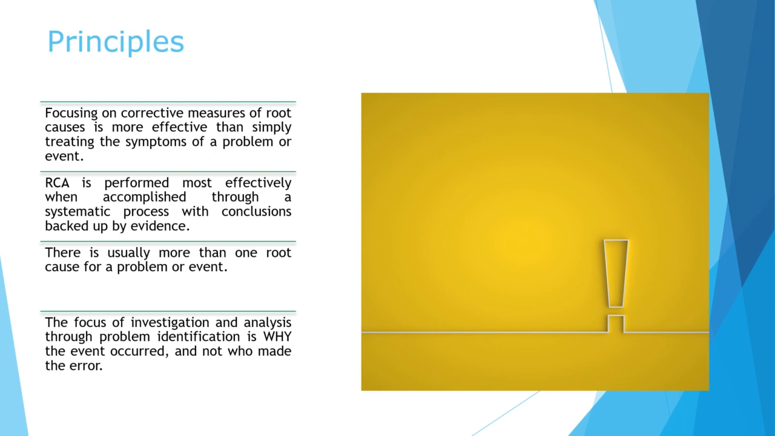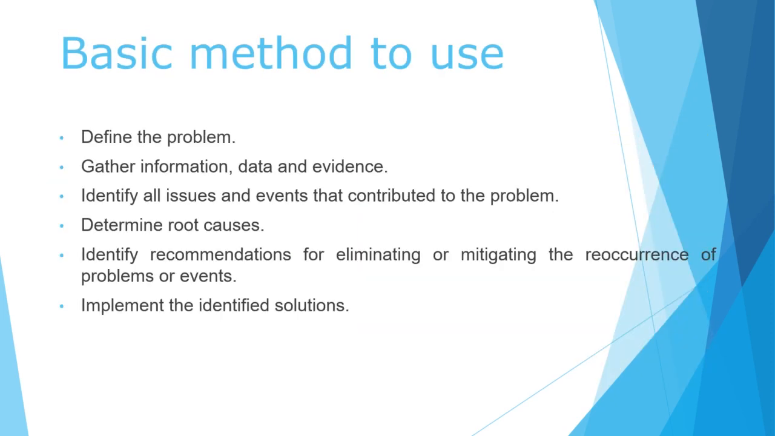Root cause analysis is performed most effectively when accomplished through a systematic process backed up by evidence. There is usually more than one root cause for a problem or event. The focus of investigation and analysis through problem identification is why the event occurred and not who made the error. Basic methods: define the problem, gather information, data and evidence, identify all the issues and events contributing to the problem, determine the root causes, identify recommended actions for eliminating or mitigating the reoccurrence of the problem or results, and implement the identified solution.